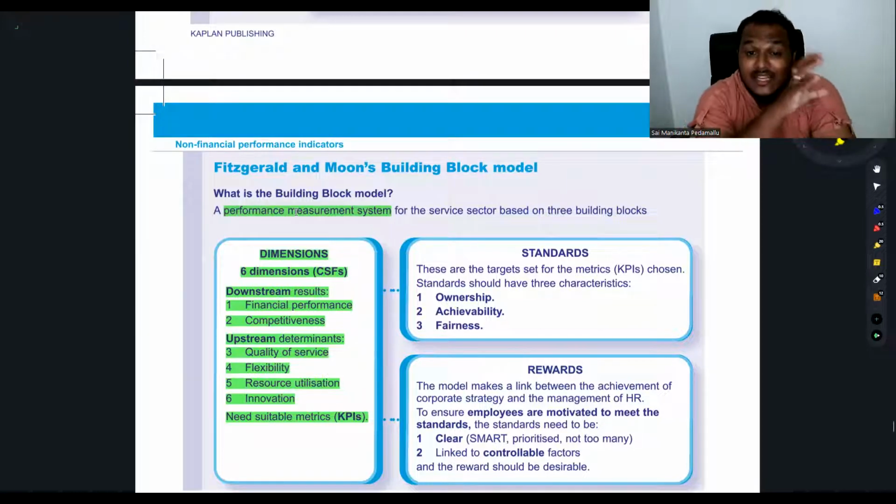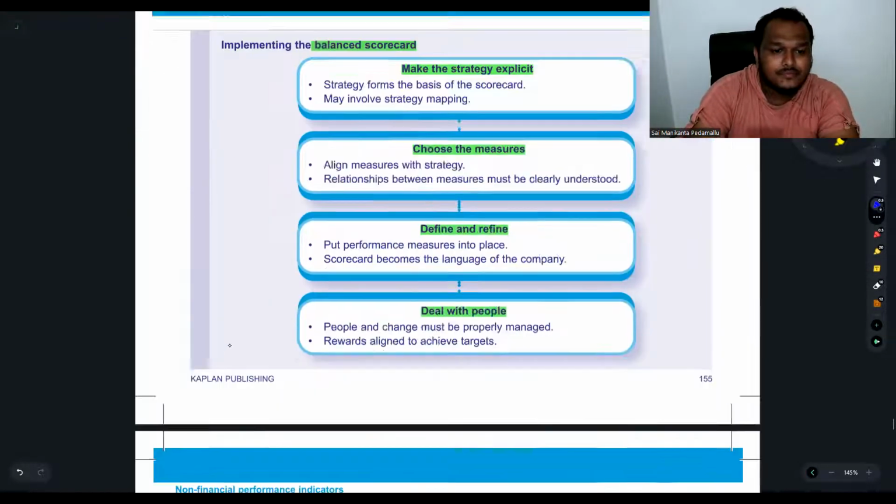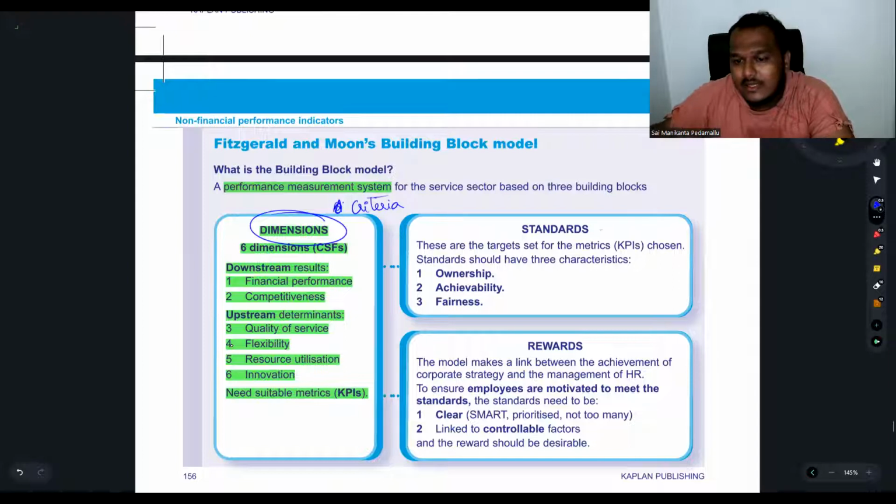So first you create the areas which are being evaluated. Then for those areas, we set the targets. And then when the targets are met, we give the rewards. So I'll just write it down here. Dimensions are the areas or criteria, I can call it as, criteria for evaluation. Standards are the targets that we keep for them. And rewards is reward directly.